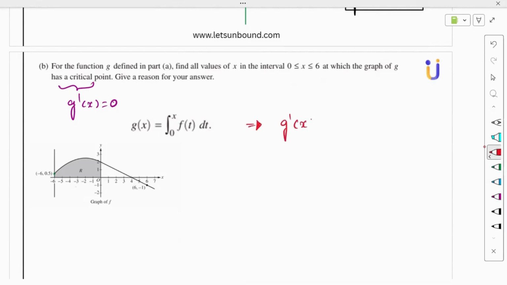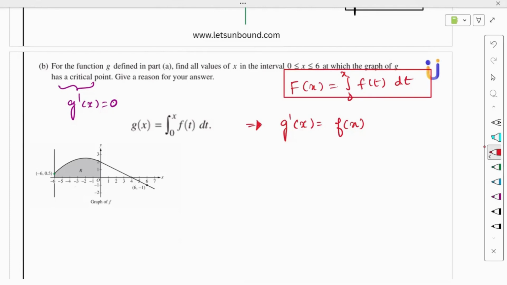f dash of x by the fundamental theorem of calculus. We know g of x is the integral from 0 to x of f of t dt. So when you differentiate both sides, the differentiation and integral get cancelled. So it's f of x. Now here we go, g dash of x is f of x.